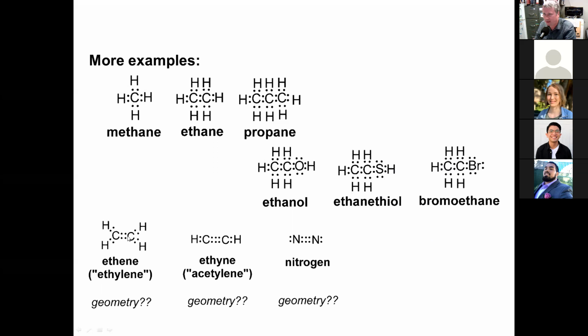We talked about ethene, or alkenes, and the double bond is represented as 2 pairs of electrons. Ethyne has 3 pairs of electrons. This is a triple bond. So this is a double bond, this is a triple bond, yeah? And then nitrogen. What are the geometries? We said this is trigonal, this is linear, and this is also going to be linear, okay?